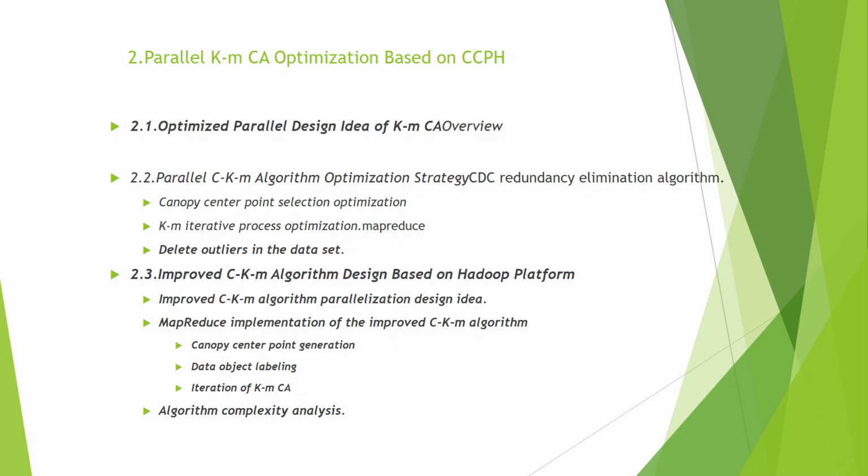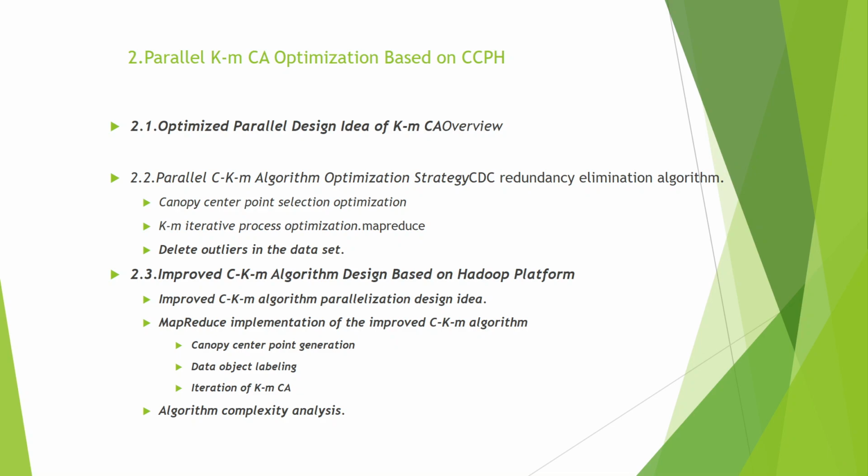Improved CKM algorithm parallelization design idea. The focus of the Canopy algorithm is how to calculate all Canopy centers. That is, first use the Canopy algorithm to process the original data set to generate a set of cluster centers. Use these data points as the initial cluster centers of KM, and then use KM to do more accurate clustering operations on the original data set. CKM can effectively prevent the clustering results from falling into a situation where the local effect is good but the global effect is poor due to the influence of subjective factors, and it can also speed up the clustering process by reducing the number of iterations.